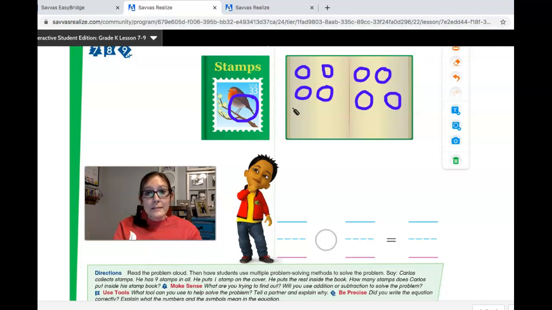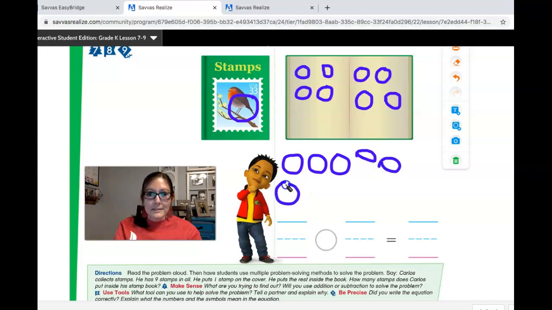Now, let's try this another way. Carlos has 9 stamps in all. Let's draw all 9 of them right here. 3, 4, 5, 6, 7, 8, 9. He puts 1 of them on the front of his stamp book. So let's X 1 out. How many stamps does he put on the inside? It means how many does he have left?